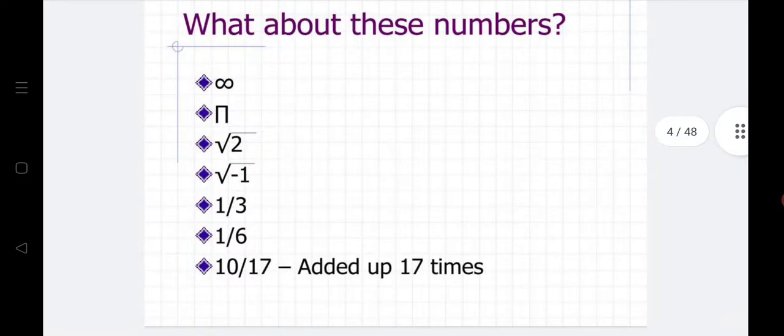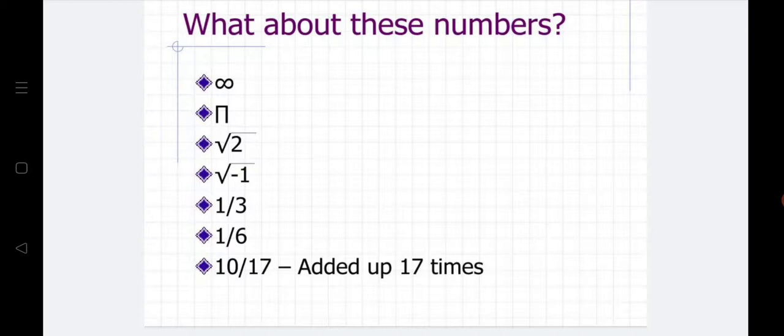Now, can you think about these numbers? What is infinity? First symbol is infinity. How are we going to inform the system that this is infinity? Okay, the second symbol is what? Pi. Does a system know this is a pi symbol? No. How are we going to inform the system?